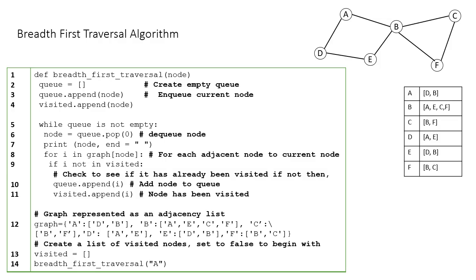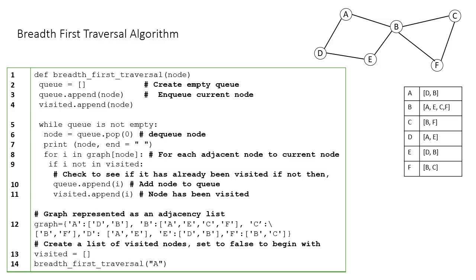Inside that procedure, we create an empty queue. We enqueue the current node, which in this case is going to be A. And then we also indicate that it's been visited by adding it to the visited list. Then we enter the while loop. The way this while loop works is that as long as we have nodes that haven't been visited, we will be inside this while loop. So once we've visited all our nodes, we will pop out of this while loop, having completed everything in it.